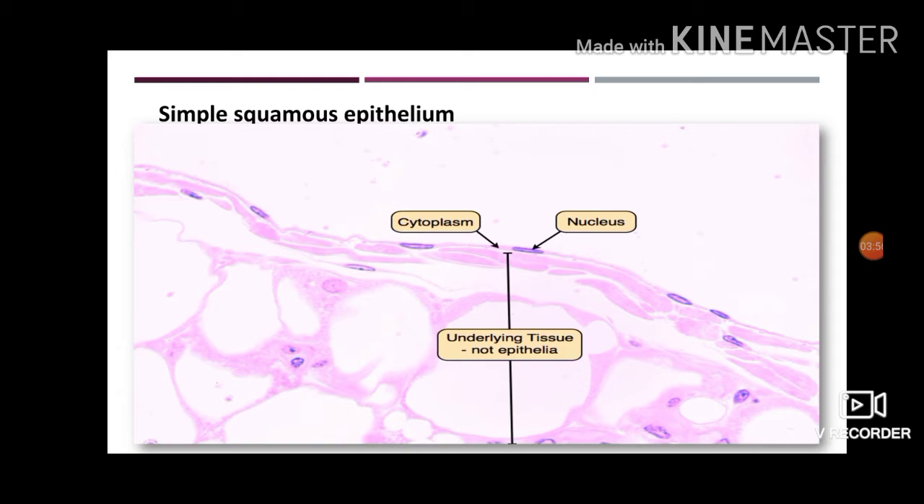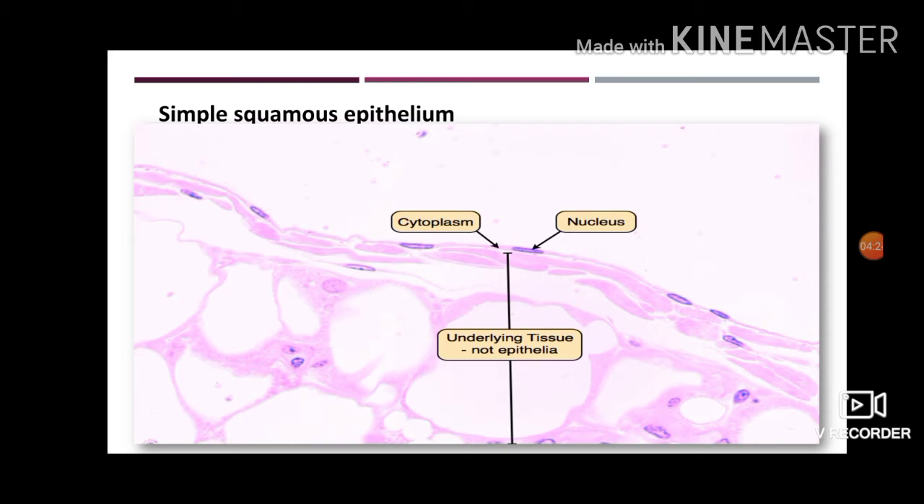Now we are starting with the simple squamous epithelium. You will see the image of the simple squamous epithelium here, dear students. You can observe the cytoplasm over here and the round nucleus over here, which is stained purple in color, and the remaining part pink in color. Getting, dear students, below it is written underlying tissue, not epithelia. It means that epithelia are present only at the upper part or the upper surfaces.